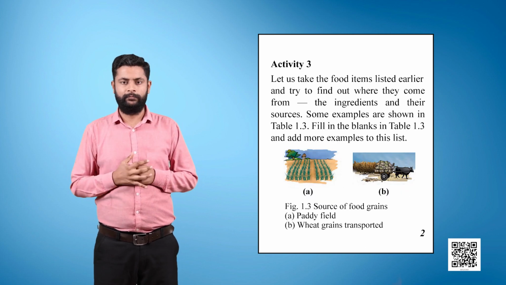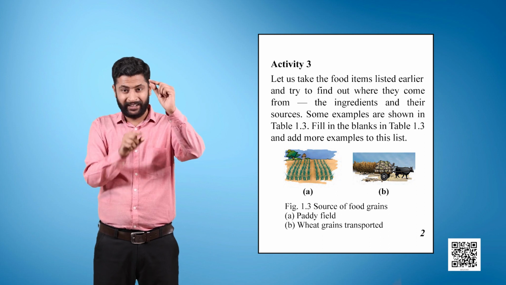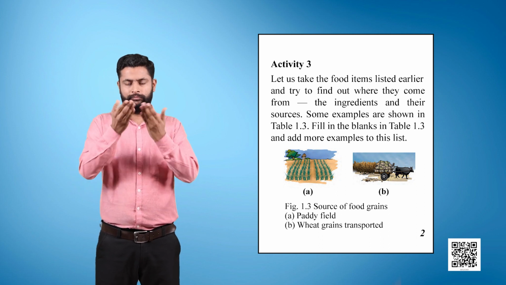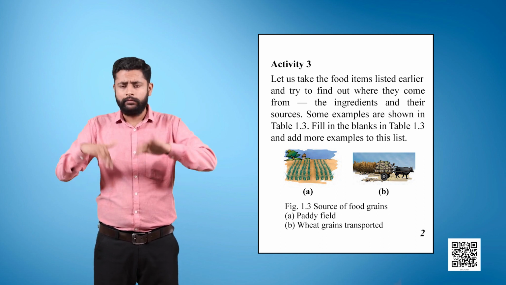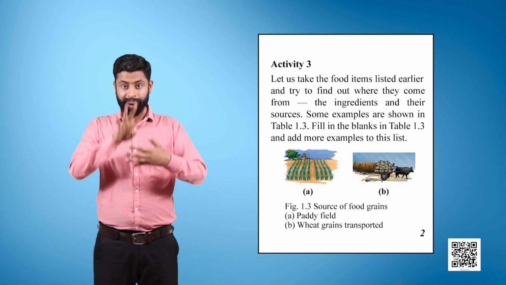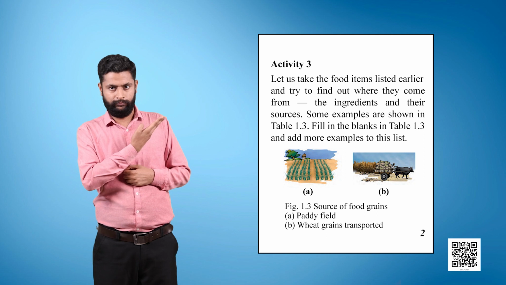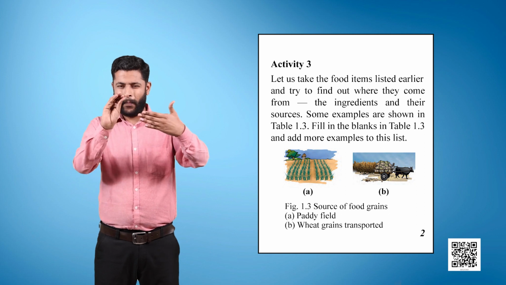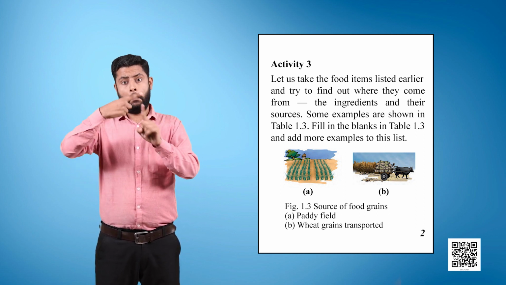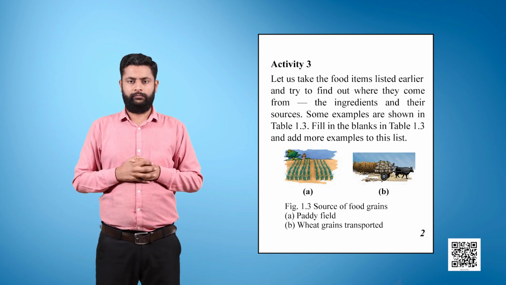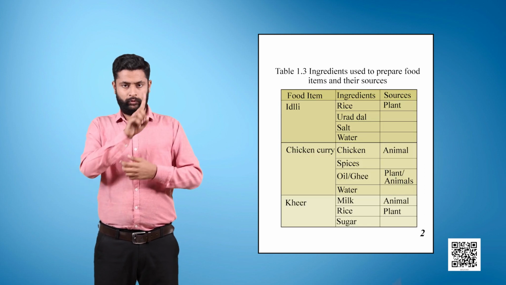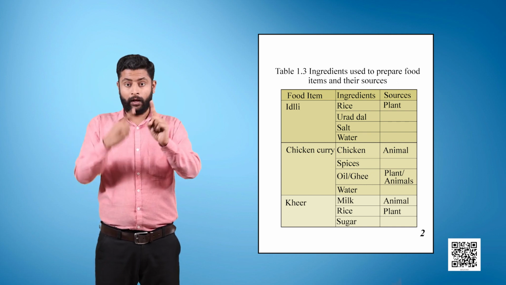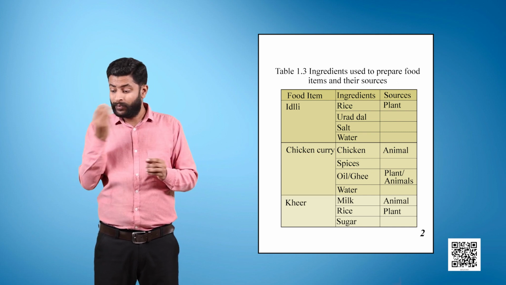Activity 3. Let us take the food items listed earlier and try to find out where they come from. The ingredients and their sources. Some examples are shown in Table 1.3. Fill in the blanks in Table 1.3 and add more examples to this list. Table 1.3. Ingredients used to prepare food items and their sources.